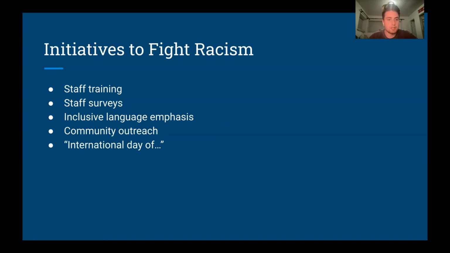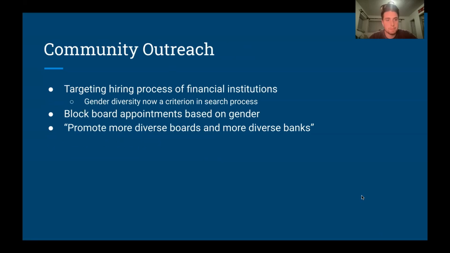In addition to these initiatives to fight racism, the ECB also deploys the International Day of program, which helps celebrate specific groups of people throughout the year. And finally, the ECB focuses on community outreach to help foster diversity within the community. They do this by targeting the hiring processes of the financial institutions that they oversee.